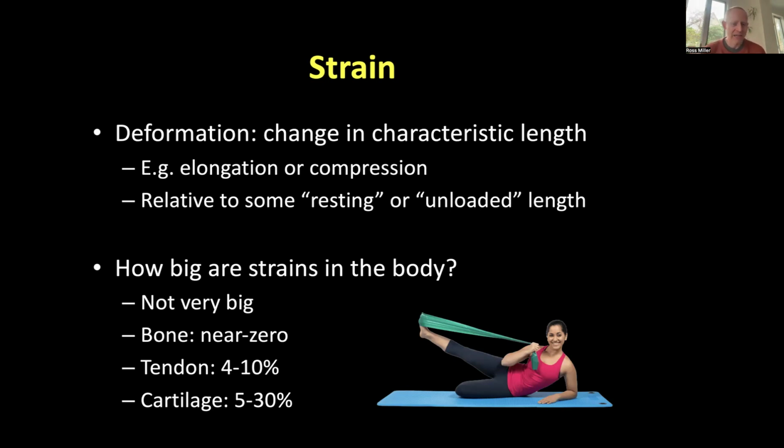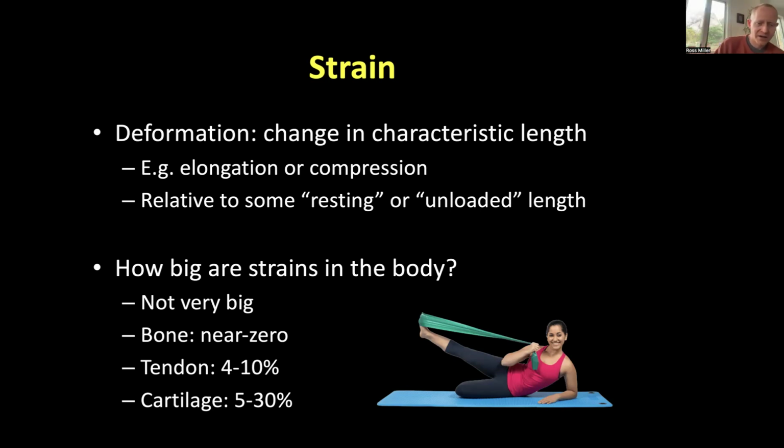Tendon deforms by like 4 to 10%. A 10% strain on most tendons would be a pretty large strain. So if your tendon is 10 centimeters long and you stretch it to 11 centimeters long, that would be a 10% elongation or a 10% strain, and that'd be a fairly large strain for most tendons.